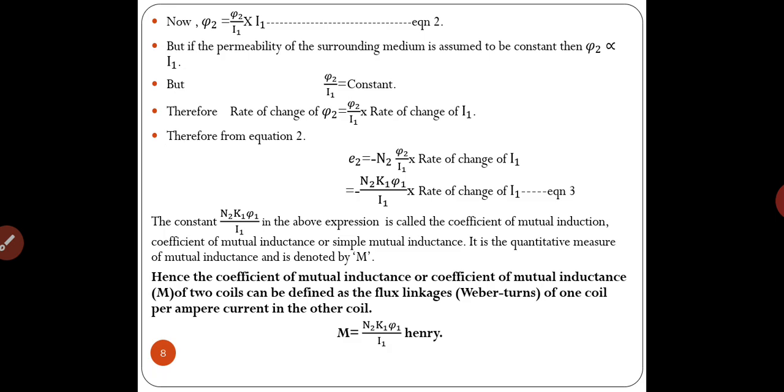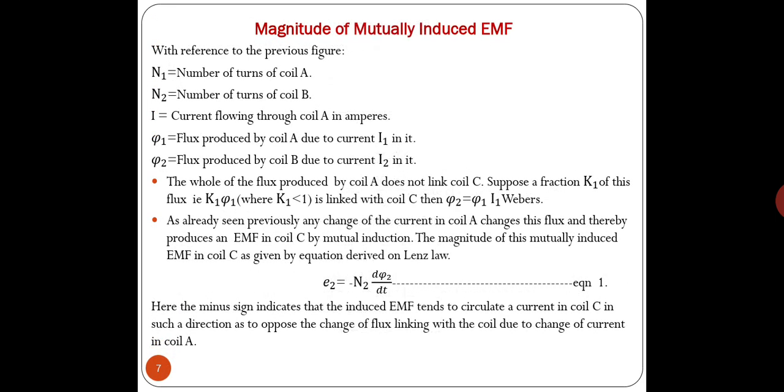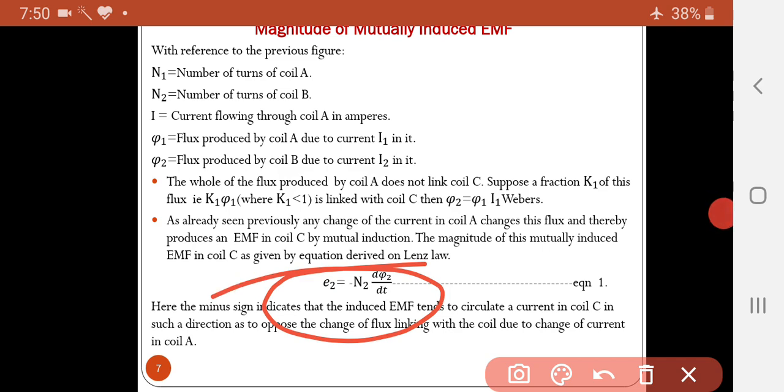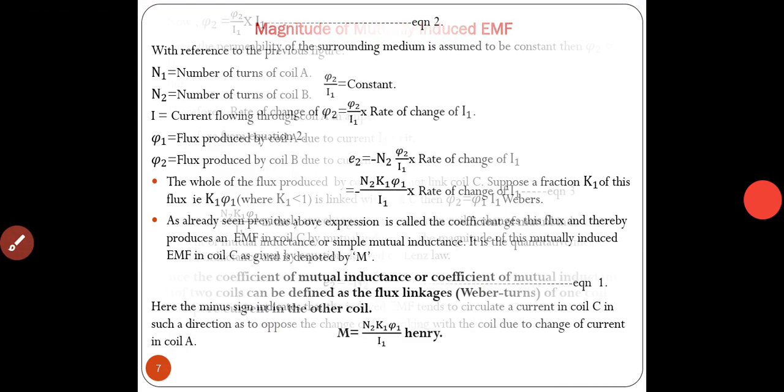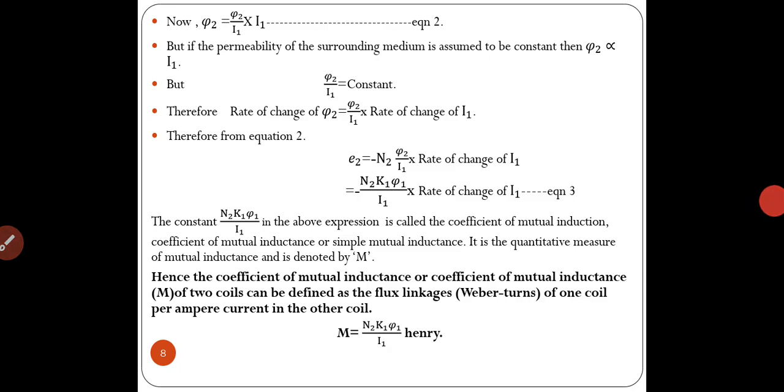By substituting the value of phi 2 in the previous equation, we can find that E2, the induced EMF, is N2 into d phi 2 by dt. Here we are finding only the magnitude, so the minus sign will not come here. Substituting the value of phi 2, we get E2 is equal to N2 into phi 2 by I1 into the rate of change of I1. Therefore, E2 is equal to N2 into K1 into phi 1 by I1 into the rate of change of I1.